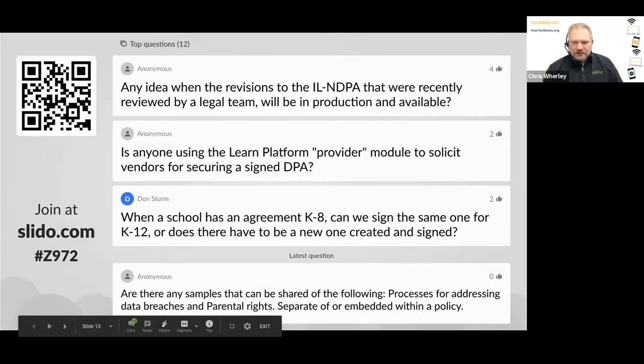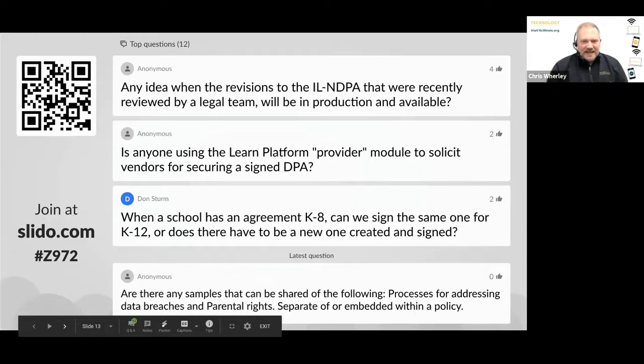I see a comment in the chat that the language was revised by their lawyer because they felt language was missing from the NDPA. Just know that hopefully they're passing that along to somebody. That would be the other thing: either pass it along to the Illinois Association of School Boards, or pass it along to me, so that I or somebody is aware of the issues they're having with the document, so that we can continue to make this the most duplicatable agreement possible.